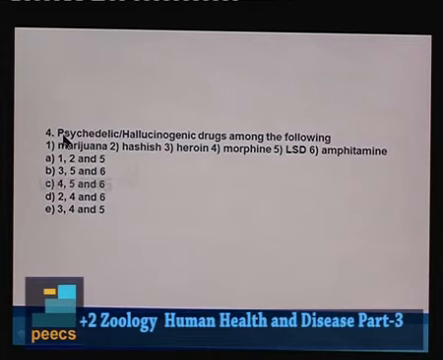Now, we have the fourth question. Psychedelic or hallucinogenic drugs among the following. Hallucinogenic drugs are mainly obtained from Cannabis sativa. So, here you can say that marijuana, hashish, and LSD are also hallucinogens because LSD is obtained from Claviceps purpurea. But heroin and morphine are opioids, and amphetamine is a stimulant. So, our answer will be option A.